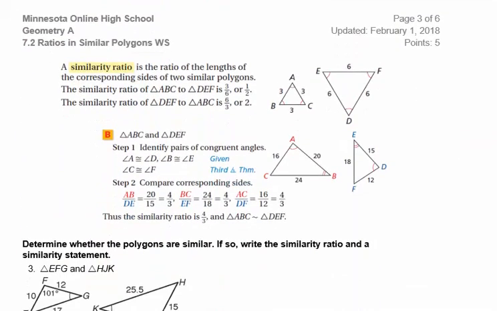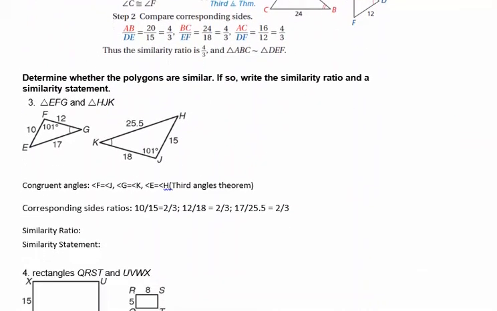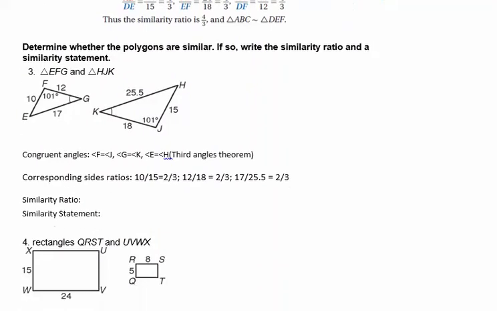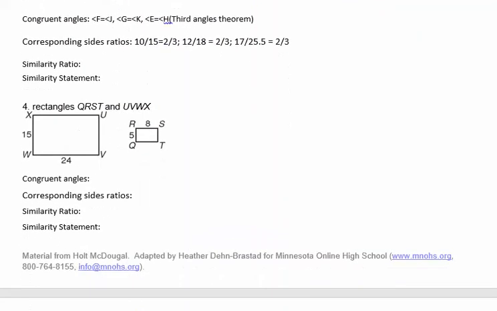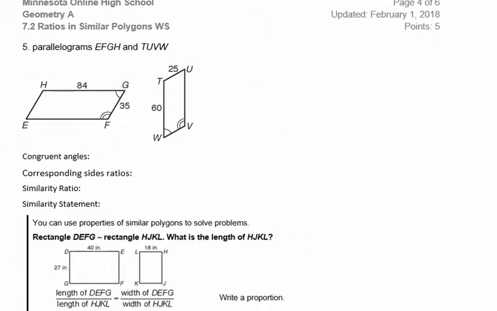So in the next couple problems, you're going to do the same thing. You're going to mark the congruent angles, say which angle is congruent to which angle, the corresponding sides, and then the similarity ratio and the similarity statement. And do that for all of these next ones.